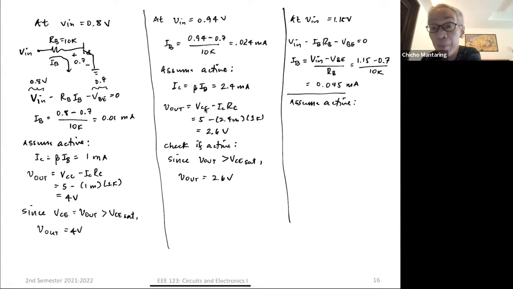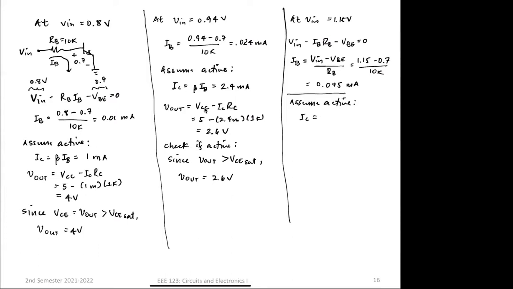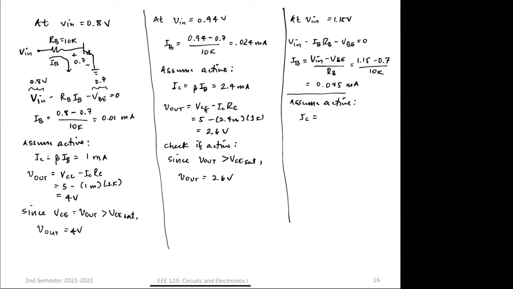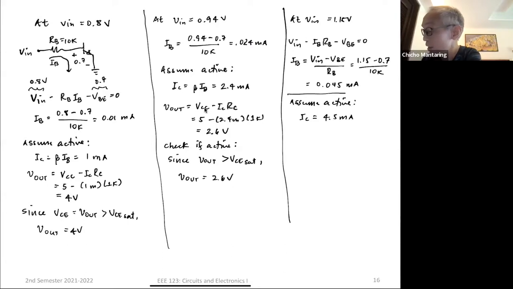So what value, Mel, will IC have if we assume it to be active? So 1.15 volts, sir. Yes, so here, IB is equal to... this is now 0, the IB. Times 100, so move two places, 4.5 mA. Okay, 4.5 mA, no? So if IC is 4.5 mA, this is assuming active.